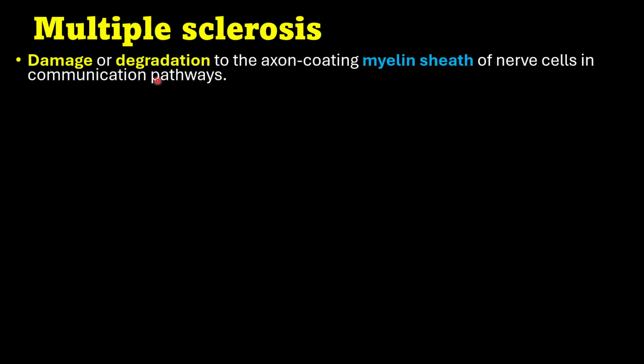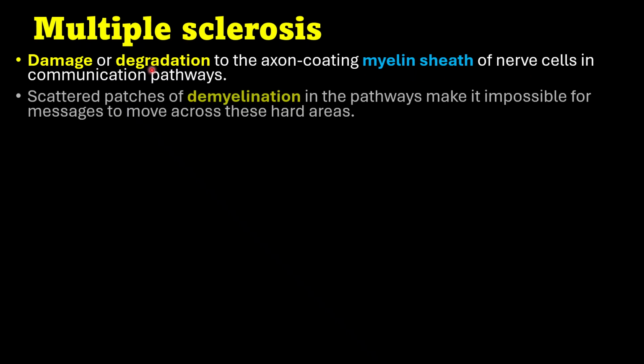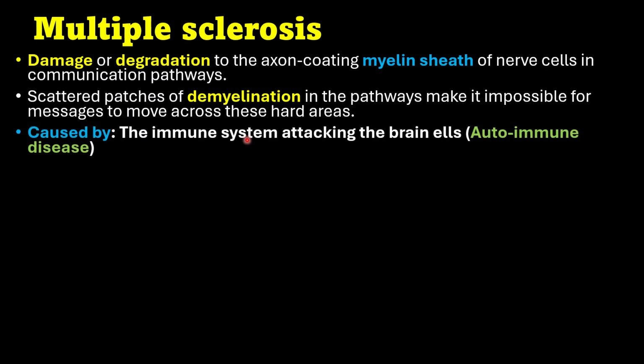So let's look at multiple sclerosis. What is it? It is the damage or degradation of the axon coating, the myelin sheath, of nerve cells in communication pathways. So multiple sclerosis is simply when the axon becomes demyelinated, or it is also defined as scattered patches of demyelination in the pathways that makes it impossible for messages to move across these hard areas. What is the cause? Multiple sclerosis is caused by, simply put, an autoimmune disease. What is an autoimmune disorder? It is when the immune system starts to attack itself. In this particular case, the immune system is attacking the brain cells, specifically the neurons.